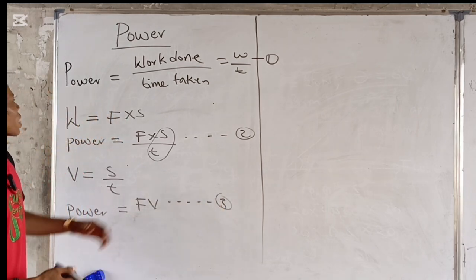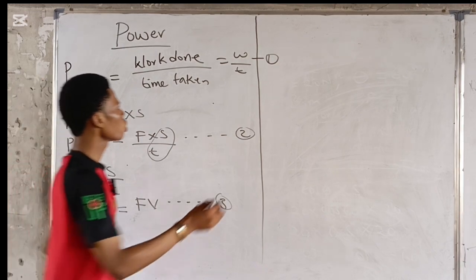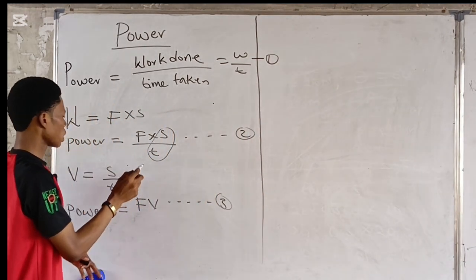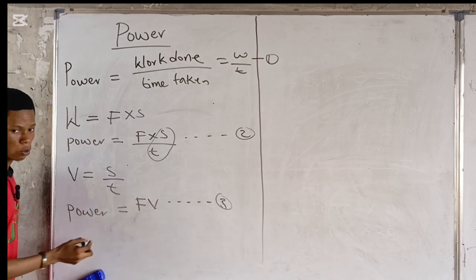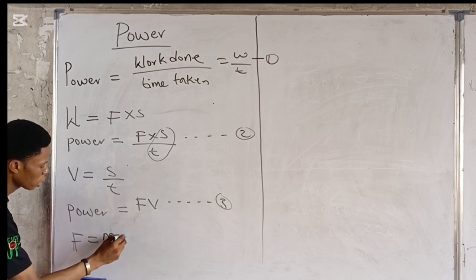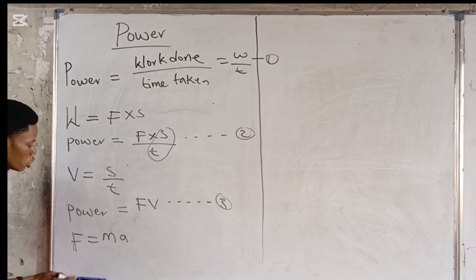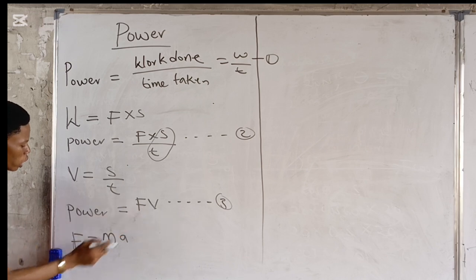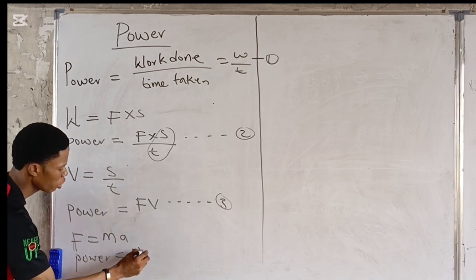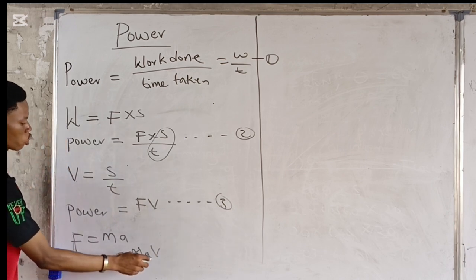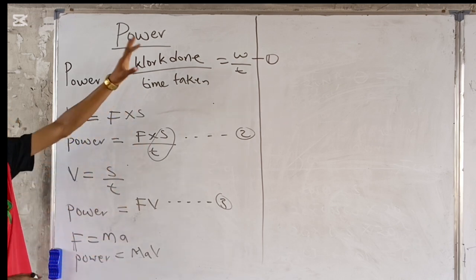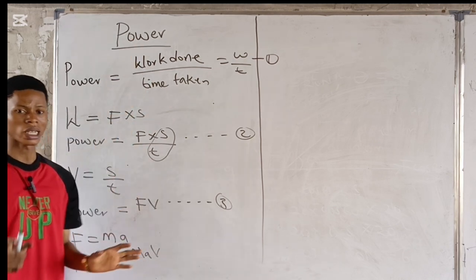Another one, starting from this very first formula, or we can also continue from here because we have force here. We know that force is equal to mass times acceleration, right? So if we bring this into this formula, we'll be having power as M A V: mass times acceleration for force, then times velocity. So any of these formulas, you can manipulate them to get your answer.